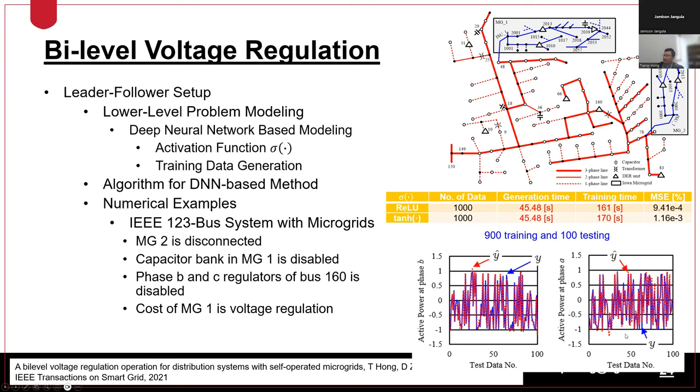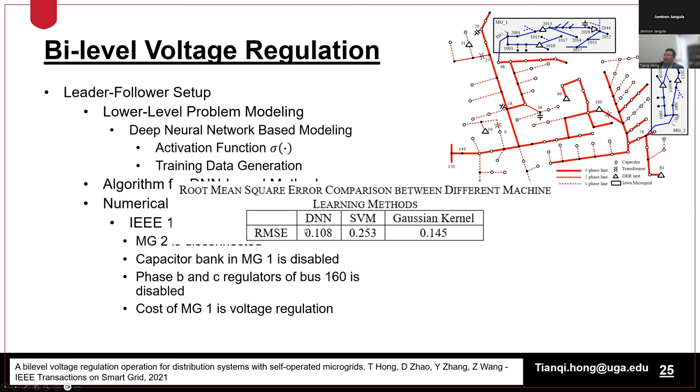And we integrate the deep neural network into the upper level problem, convert it into a single stage problem, and solve it with the commercial Gurobi solver. We also compare the deep neural network training performance with other existing methods such as support vector machine and Gaussian kernel. The deep neural network has the best performance.